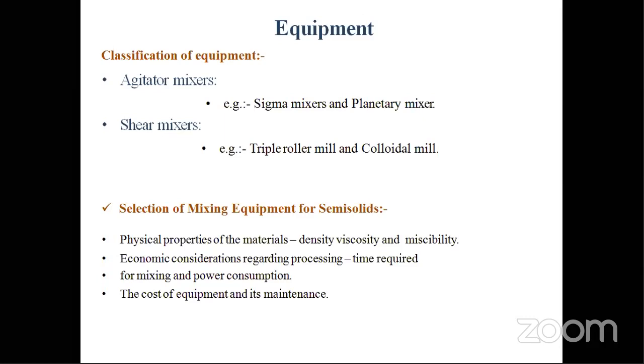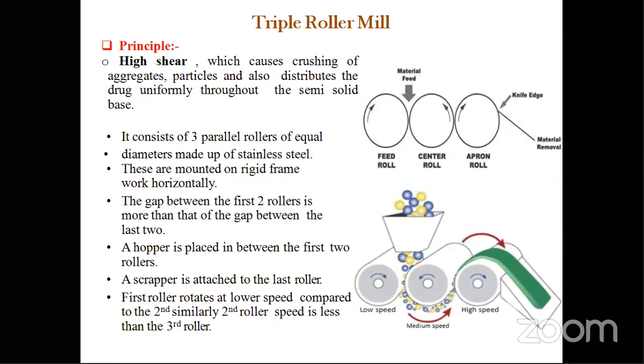Now come to the mixing equipment for semi-solid mixing. It is called the triple roller mill. It is the last equipment. The triple roller mill is a high shear mill, and it consists of three rollers. The first roller is called the feed roller, the second is called the central roller, and the last one is the apron roll.